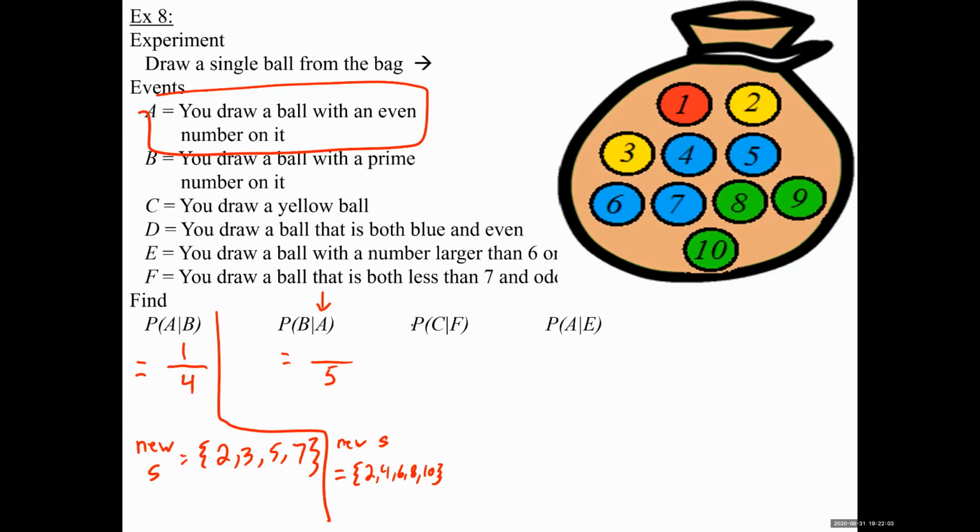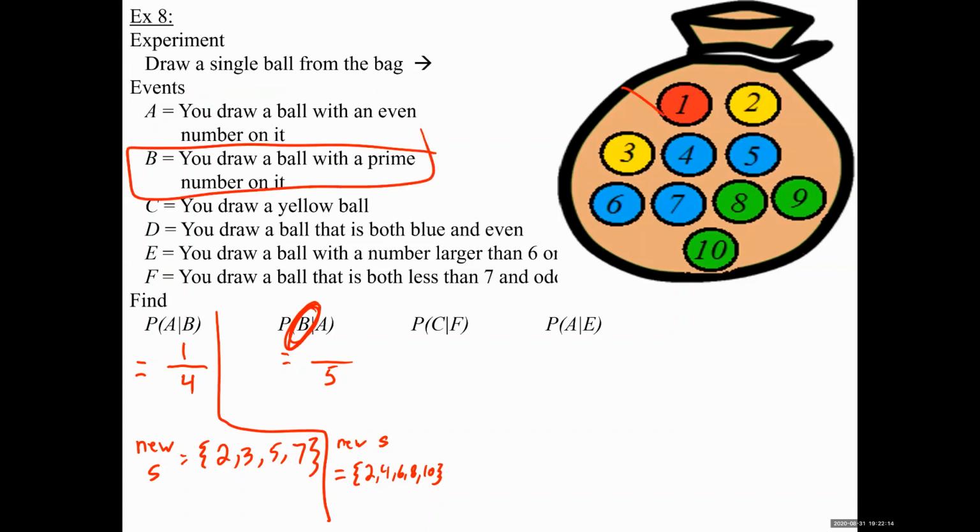Okay, cool. And then to figure out the top number, we're trying to find the probability of B. B is prime. You have to count the prime numbers. Again, do not count the prime numbers here. Count the prime numbers in your new sample space. The only one that's prime in there is 2. So there's 1 prime number, put a 1 on top. That's that one.